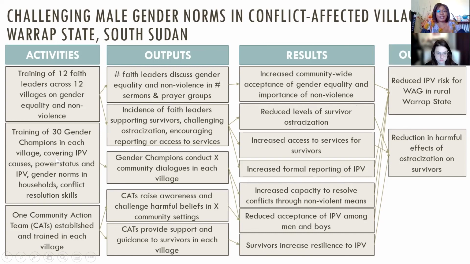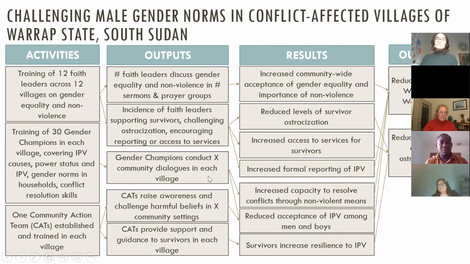And then the work with gender champions, the idea is we'd be training up to 30 gender champions in each village, covering IPV, power status, gender norms, conflict resolution. What we expect to happen as a result is gender champions conducting community dialogues in each village, which should, we hope, lead to an increased capacity to resolve the conflicts through non-violent means and reduced acceptance of IPV amongst men and boys. And those things would hopefully lead to reduced IPV and support the reduction in ostracization.